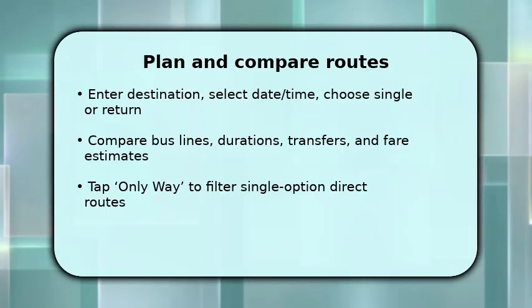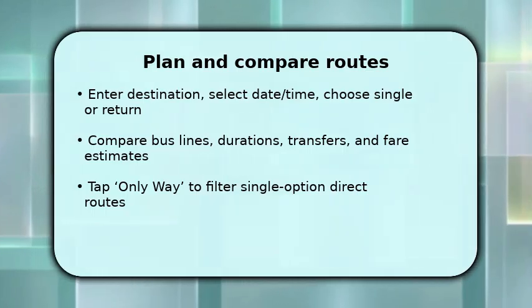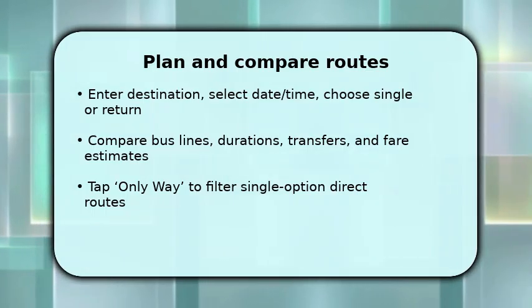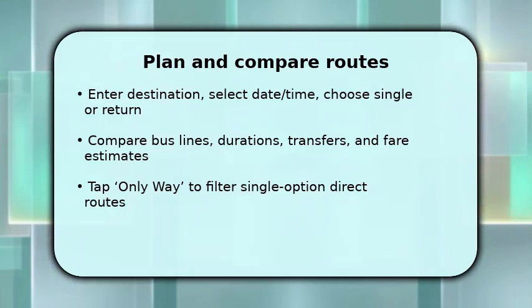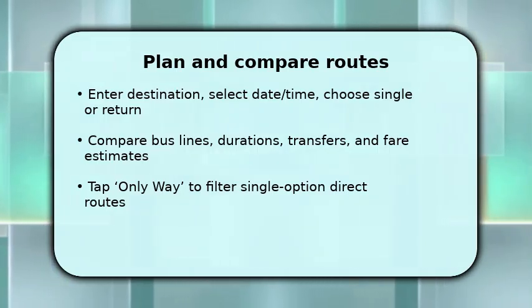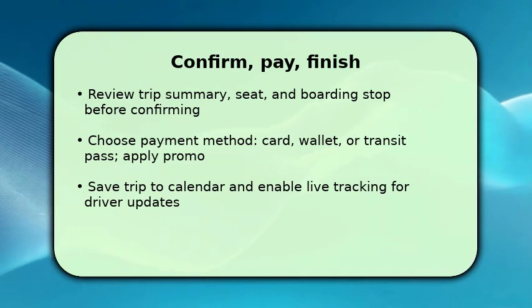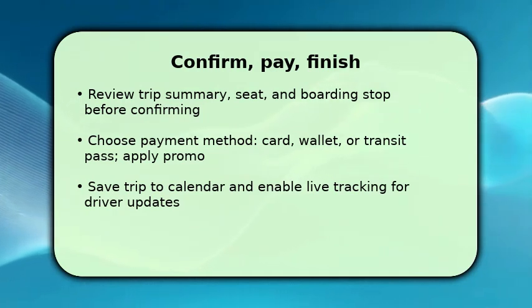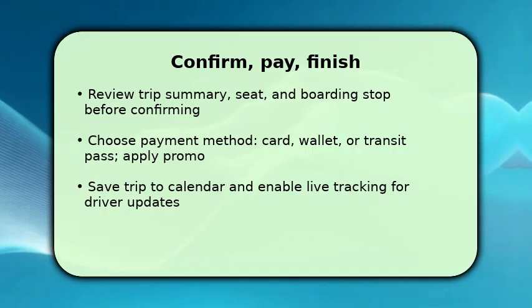After selecting a route, review seat availability and any walking segments. If a detour shows, reevaluate by toggling alternate filters for fewer transfers. You should carefully review the trip summary, verify the boarding stop, departure time, and seat selection. Tap Confirm when everything matches.